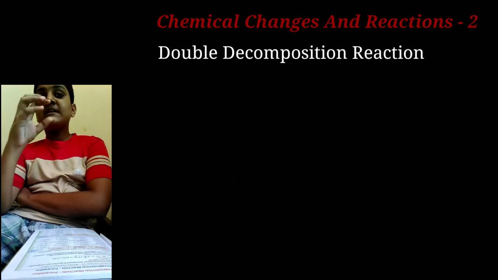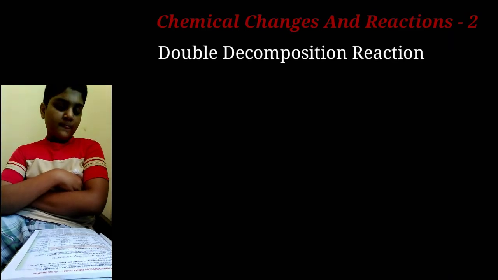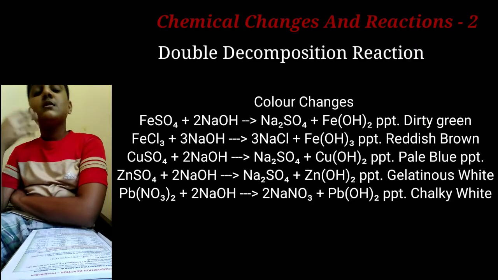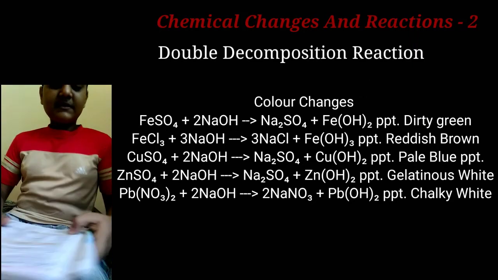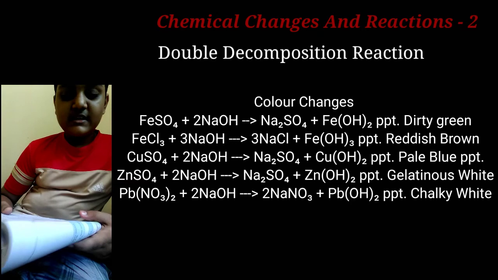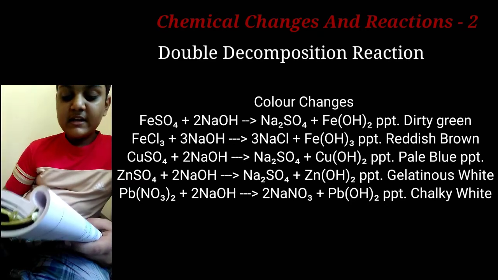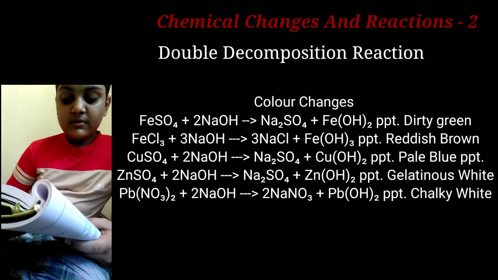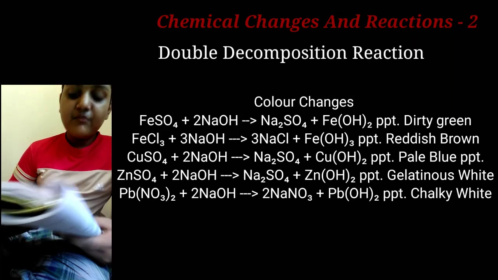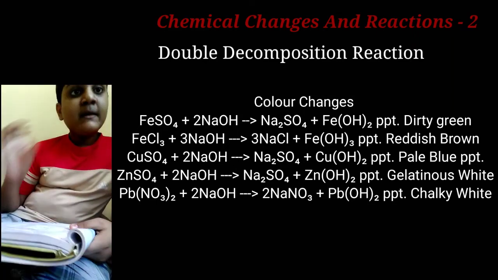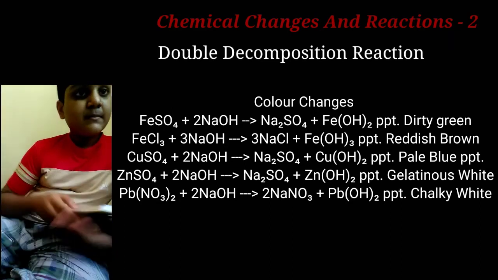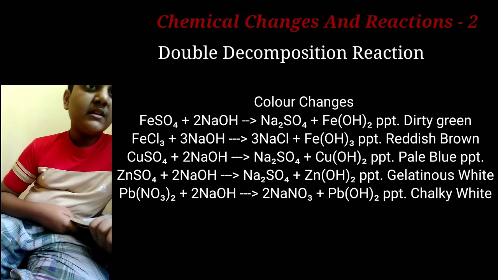Now, some of the precipitates we can identify by their color. For example, let us take Fe2+, iron 2 plus, where the valence is variable. If you take Fe2+, we react that iron sulfate with sodium hydroxide, FeSO4 plus NaOH. We will get Fe(OH)2 plus Na2SO4. That Fe(OH)2 is denoted by a dirty green precipitate. What is the precipitate formed? Iron hydroxide. Color is dirty green precipitate.